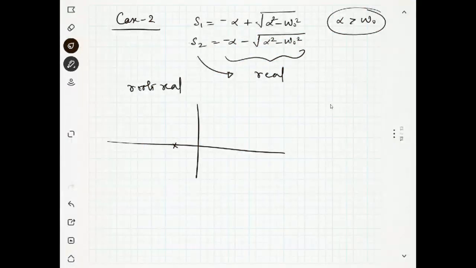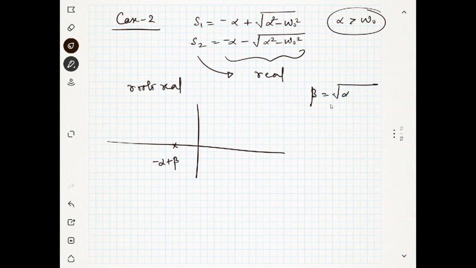One is like this, minus alpha plus beta. I told you what beta is. Beta is nothing but the square root of alpha square minus omega naught square. And another root is minus alpha minus beta. So which number is more negative? This you can say is tau 1, and this is tau 2. There are two time constants.